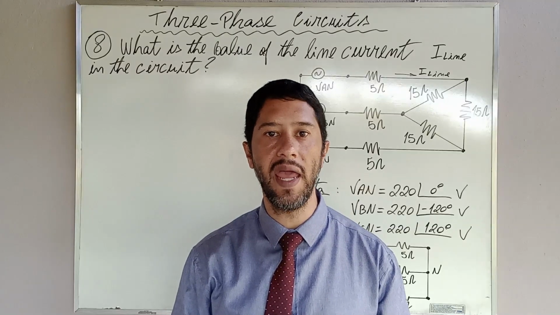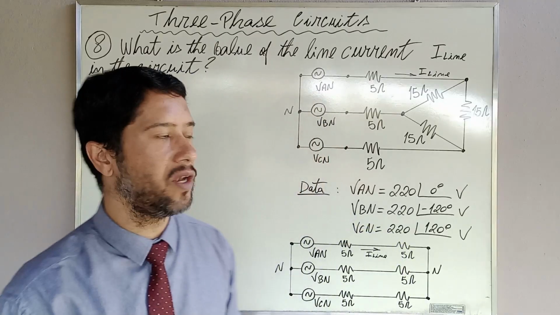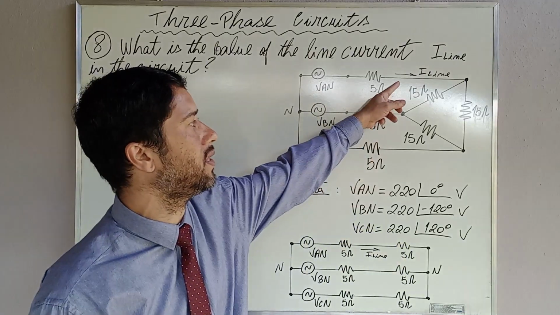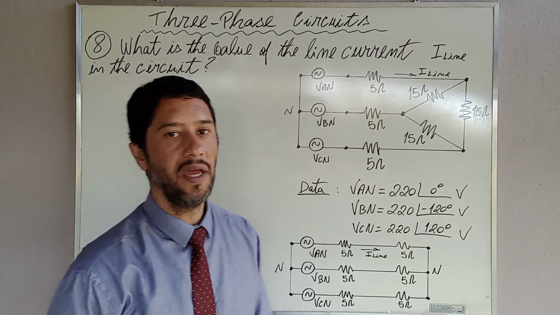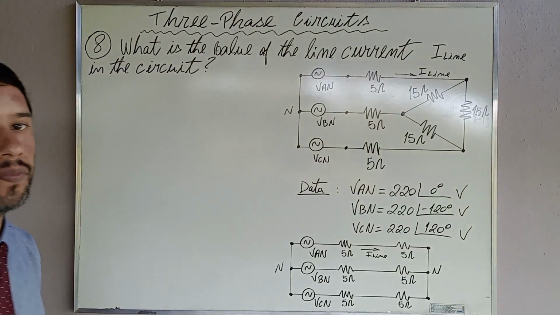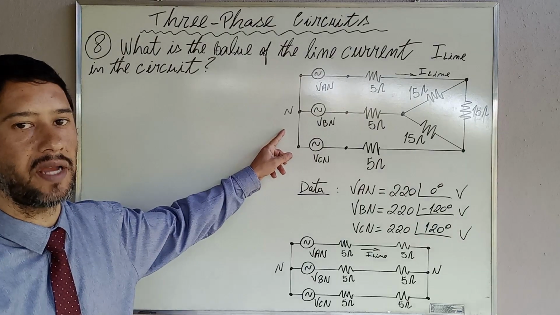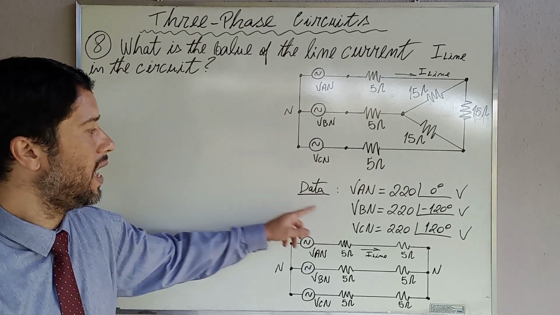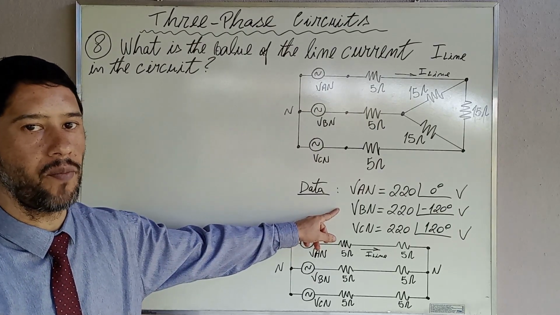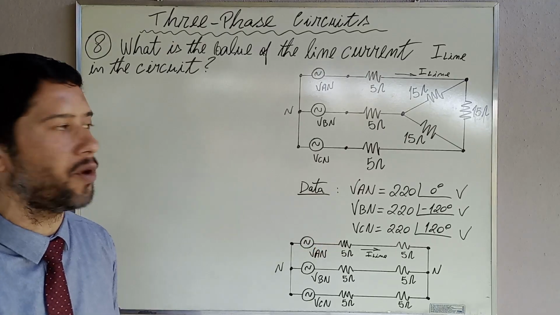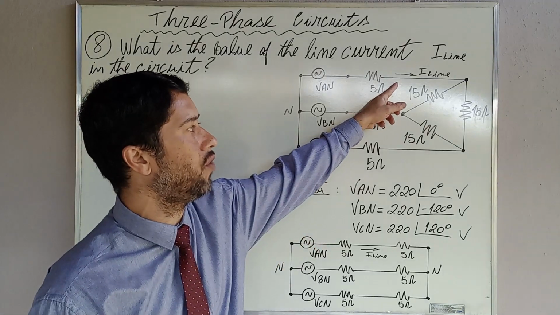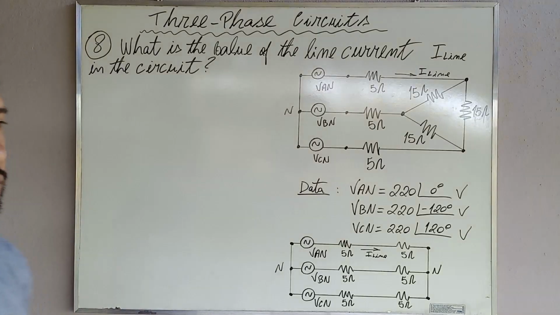Exercise number 8. What is the value of the line current I line in the circuit? This is the question. Let's go to the solution. The exercise provided this circuit here and this information and requested from us the value of the line current.